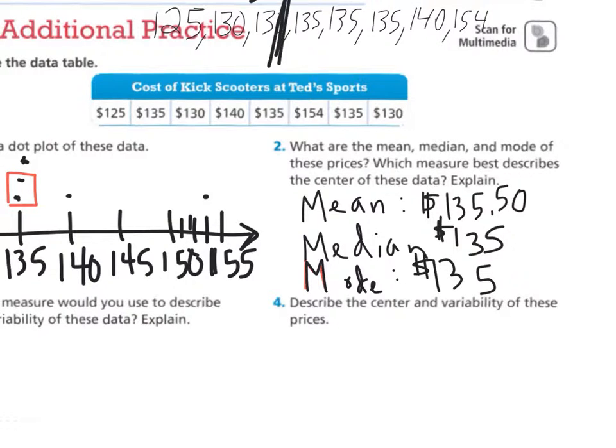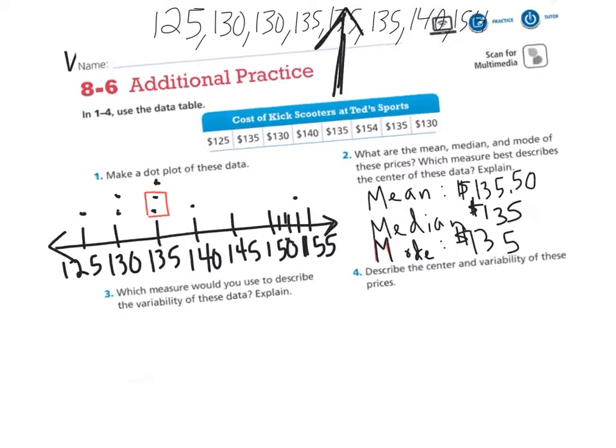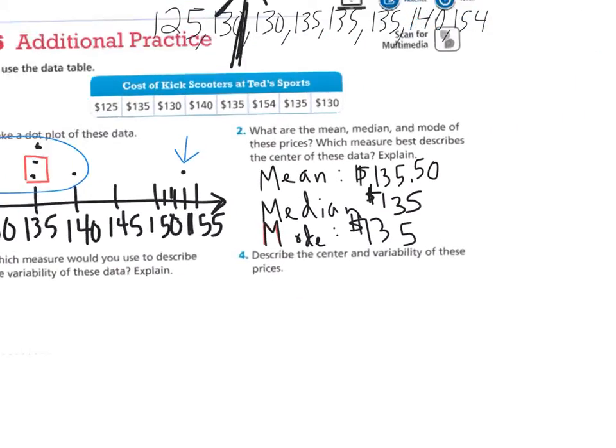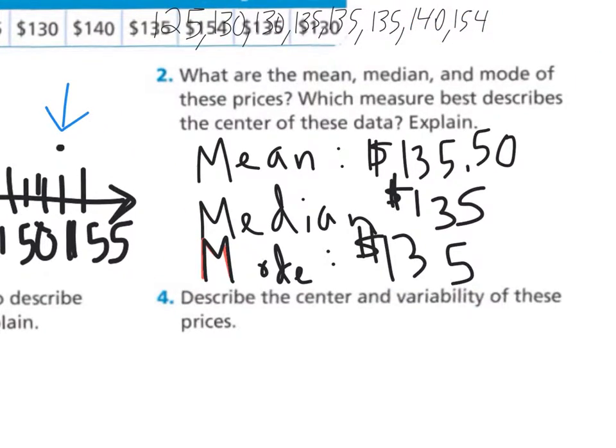The question, which measure best describes the center of these data, we want to look again and see about whether we have outliers or not. In this case, if we look at this, we kind of have a big cluster here on the side, and then we got this one over here. So that one does look like it is an outlier. So once again, if we have an outlier, our best choice is going to be the median.